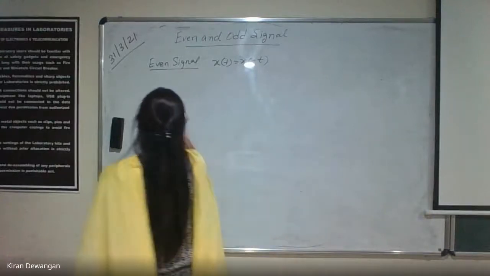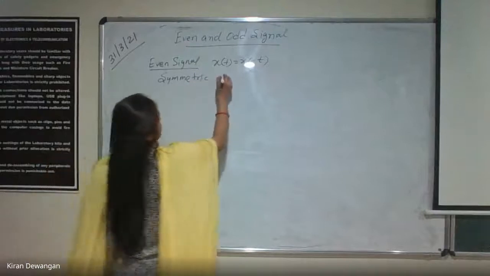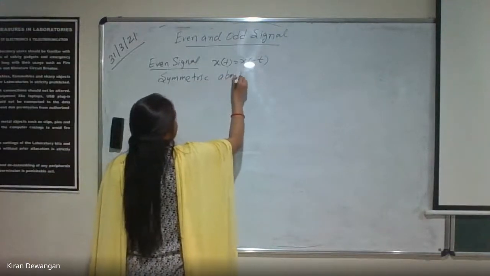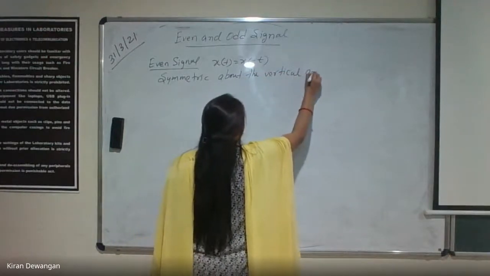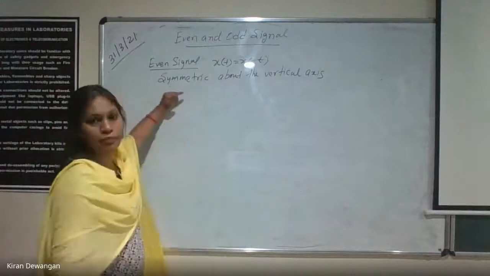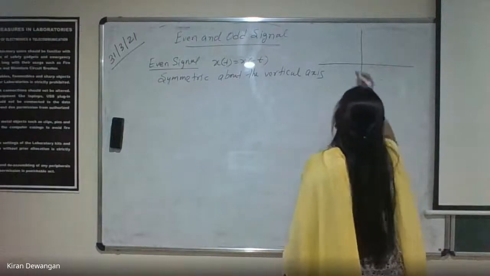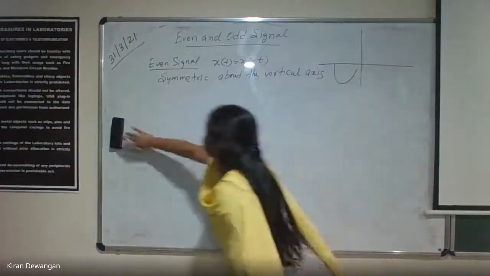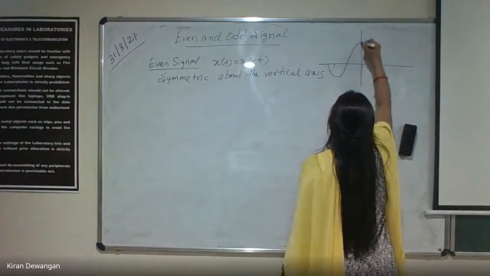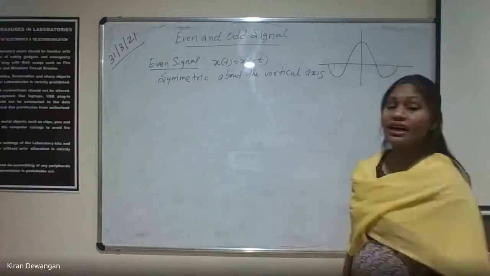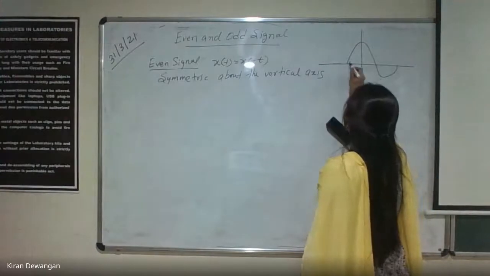So this is also known as symmetric. Symmetric about the vertical axis. So it will be symmetric about the vertical axis. That means if I plot, what kind of curve is it? This one is a cos signal, right?